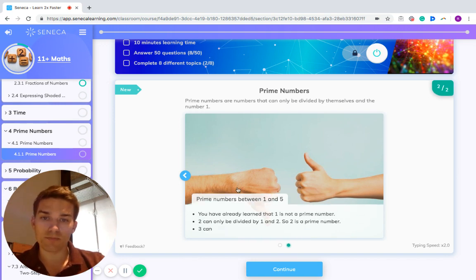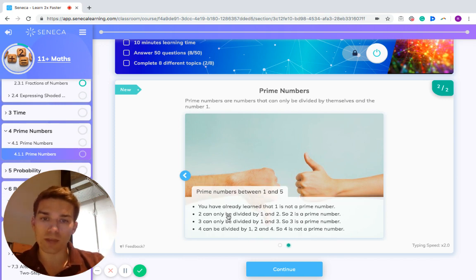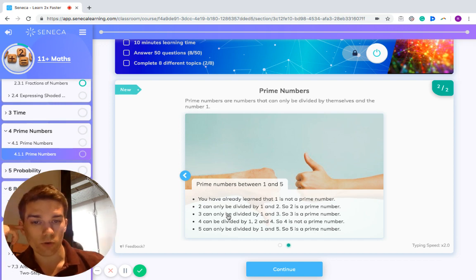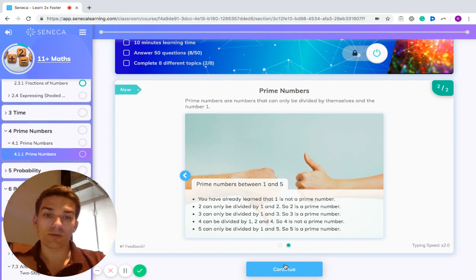Any other number that can be divided only by 1 and itself is a prime number. So between 1 and 5, we've got the number 2, which can only be divided by 1 and 2. We've got 3, which can only be divided by 1 and 3. We've got 5, which can only be divided by 1 and 5. So they're all prime numbers. But 4 can be divided by 1, 2, and 4, so that means 4 is not a prime number.